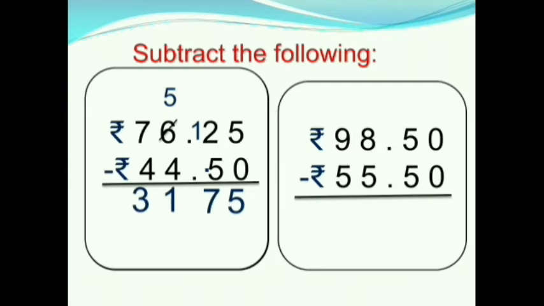0 minus 0, 0. Next we should subtract 5 and 5. 5 minus 5, 0. Now we should subtract rupees. First we should subtract 8 and 5. 8 minus 5, 3. Next we should subtract 9 and 5. 9 minus 5, 4. Therefore 98 rupees 50 paise minus 55 rupees 50 paise is equals to 43 rupees.